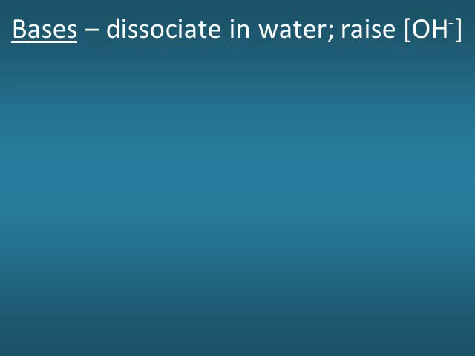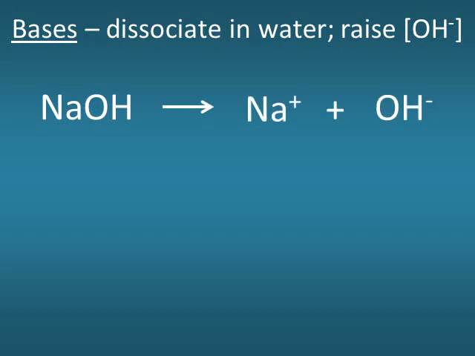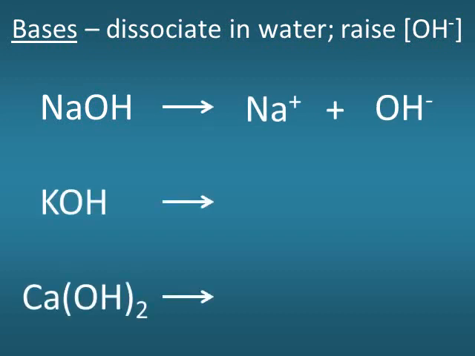For the bases, same exact system here. We're dissociating in water, this time raising hydroxide ion concentration. So sodium hydroxide then would form the sodium cation and the hydroxide anion. Again, pause the video for a moment and see if you can complete the formulas for potassium hydroxide and calcium hydroxide.